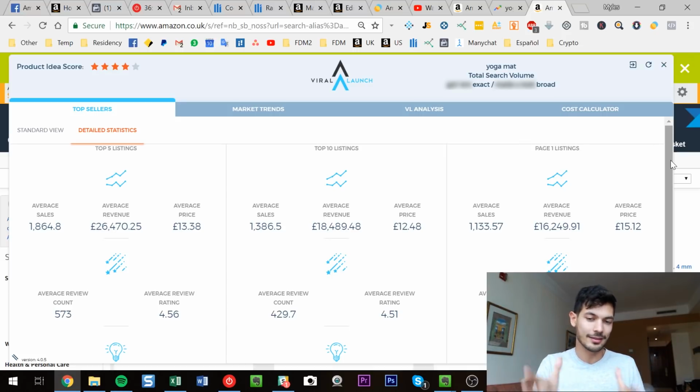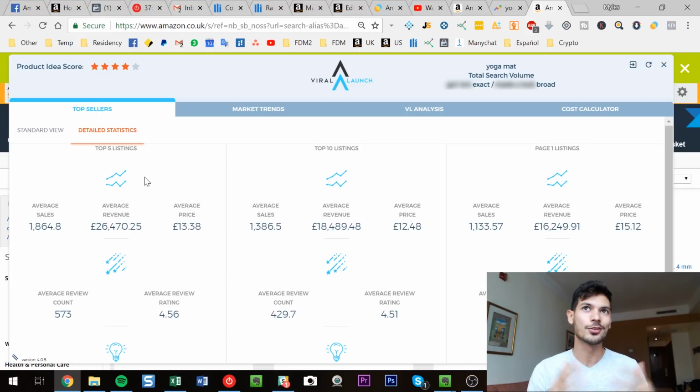So the aim of the game here is to get onto page one, to get as high as we can for main keywords and also long tail keywords so that Amazon customers can see our product and they can buy it. What I really like about this is that Viral Launch recognizes that the top 5 listings or the top couple of listings can be very different to the bottom few on that first page.